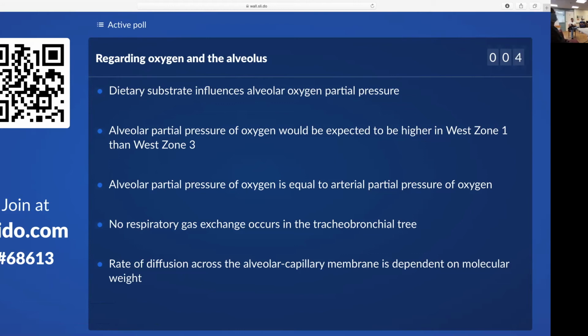So regarding oxygen and the alveolus, dietary substrate influences alveolar oxygen partial pressure, true or false? Yeah. I think that's true. I wrote it. Go on. Rings a bell, but I can't remember. So it's in the alveolar gas equation, exactly, but I thought it was more related to CO2. Which indirectly influences it. Exactly.